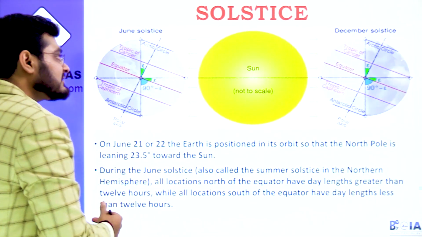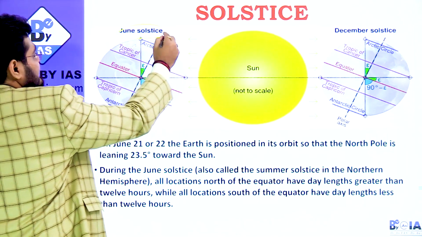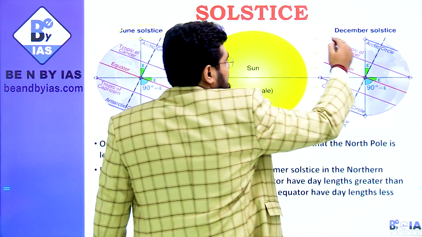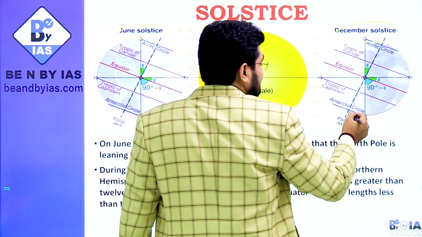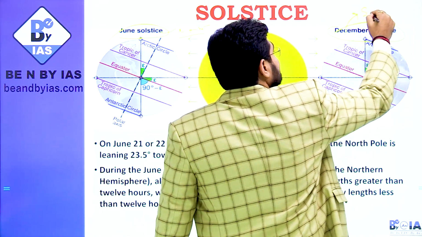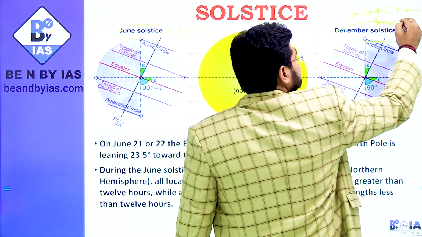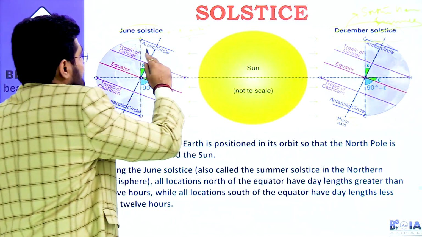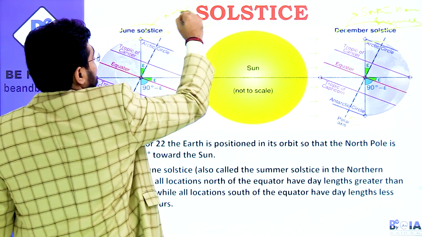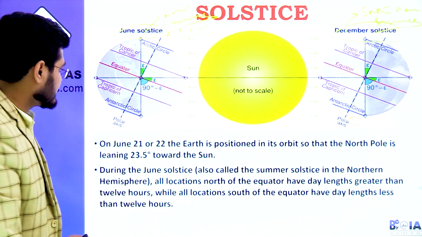Solstice I have explained you just now. So this is the sun. This is your June solstice. When in June solstice, northern pole will receive maximum sunlight. In December solstice, it would be the southern hemisphere receiving the maximum sunlight, and that is why in December solstice, it is the southern hemisphere receiving summer, and in the June solstice, it would be the northern hemisphere which is receiving maximum amount of summer. Just remember one, another is total opposite to it.